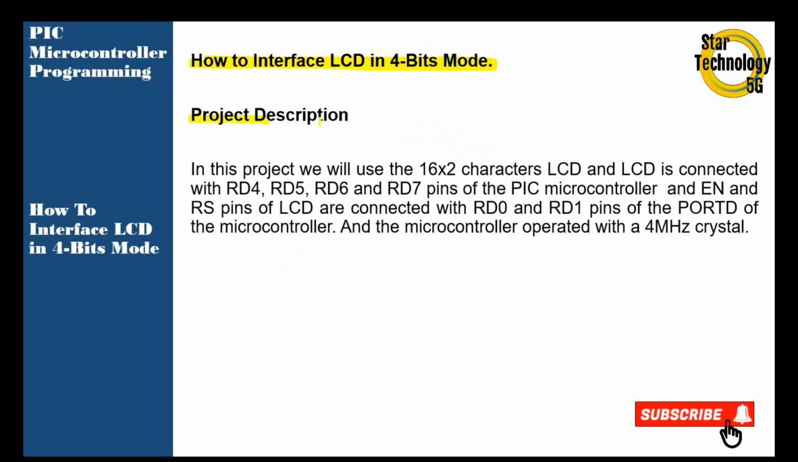Project description. In this project we will use the 16x2 character LCD, and the LCD is connected with RD4, RD5, RD6 and RD7 pin of the PIC microcontroller, and EN pin and RS pin of the LCD are connected with RD0 and RD1 pin of the port D of the microcontroller, and the microcontroller operated with the 4 MHz crystal.